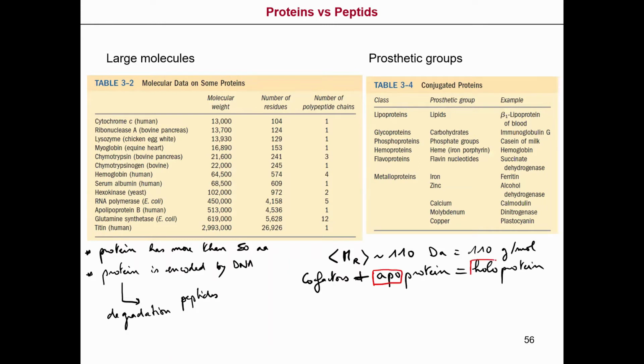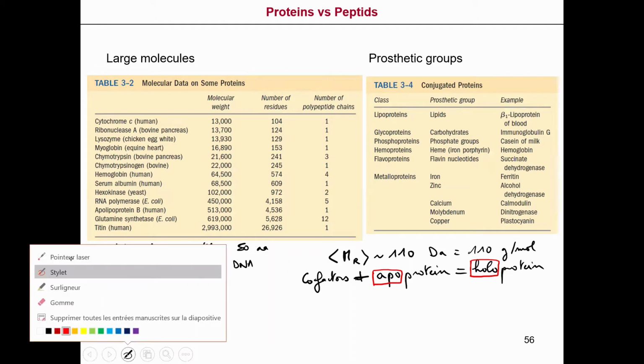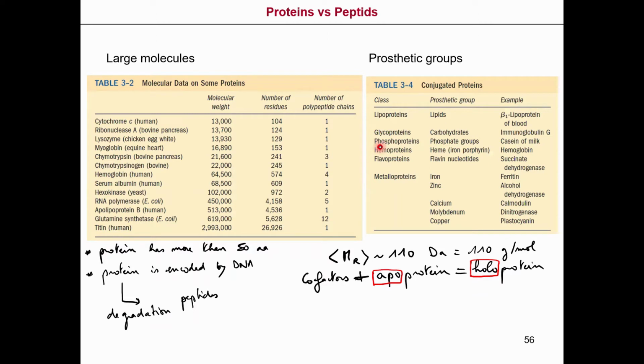Protein, holoprotein. Okay. So the cofactor are other compounds or other groups which give its biological activity to the proteins. Okay, so we have organic or inorganic, as I said, and it can be classified depending on how tightly they are bound to an enzyme or to a protein.